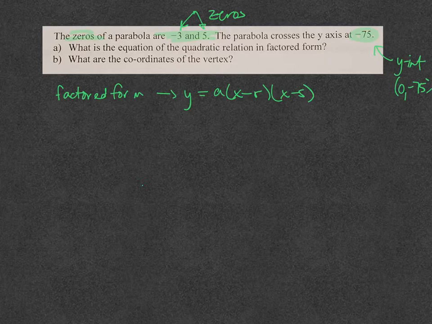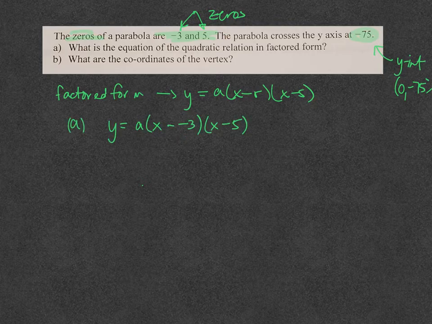Okay, so the zeros have been given to us, and the y-intercept has been given to us. It's at -75, so that would be the point (0, -75). We also know that factored form looks like this: y equals a times (x minus r) times (x minus s), where r and s are the zeros. So I'm going to plug those zeros into this formula to see what's next.